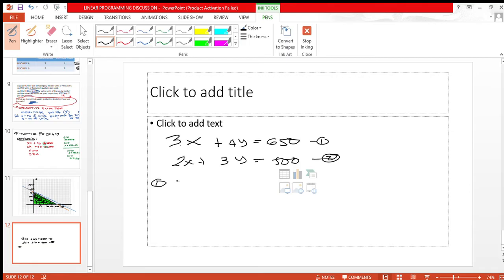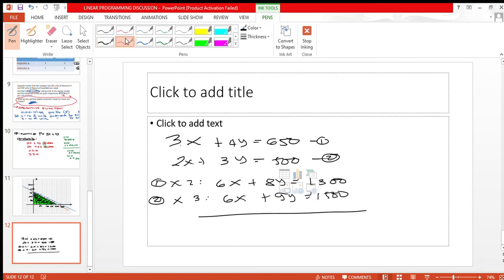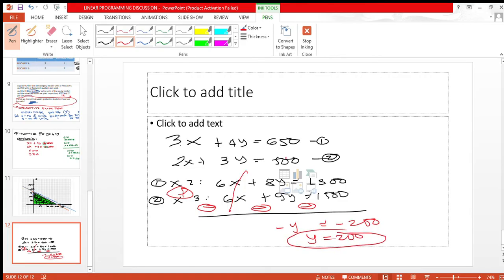So let's eliminate x. Equation 1, I can multiply by 2 to make it 6x plus 8y equals 1,300. And equation 2 multiplied by 3, giving us 6x plus 9y equals 1,500. I subtract, because they have the same signs, I subtract one equation from the other. This will cancel out. This is minus y equals minus 200. Therefore, y is 200.